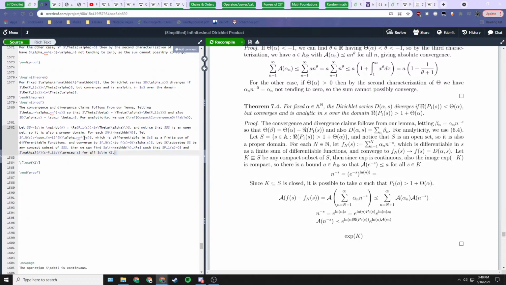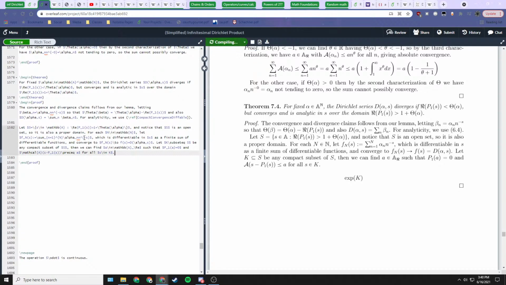Okay. Let's try that. So we just want, essentially, to separate the first projection from everything else. Okay, so we'll find A such that P1 of A is 0 and S minus P1 of S is bounded by A for all S in K.